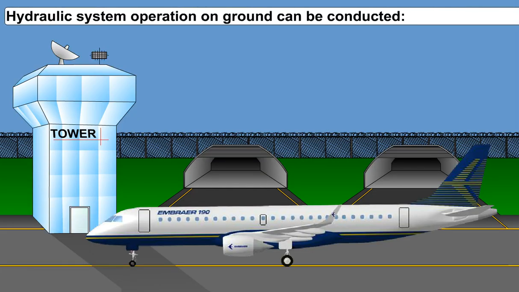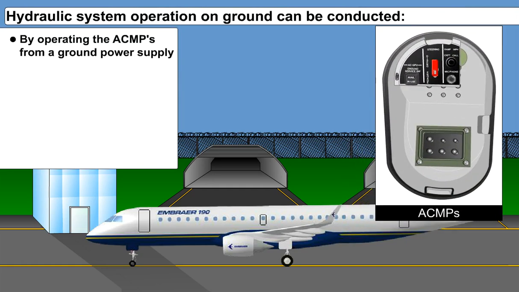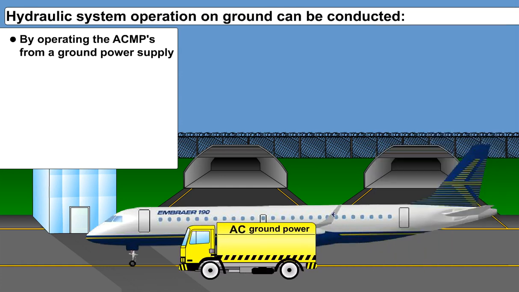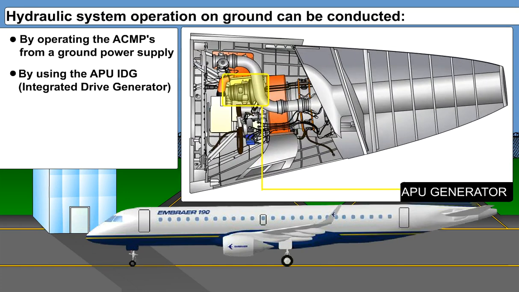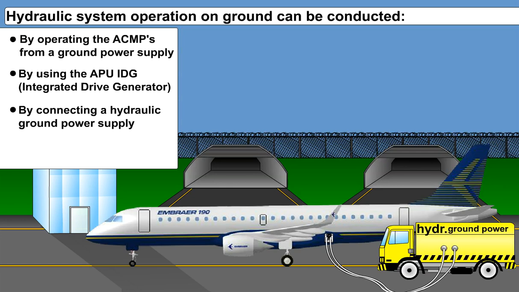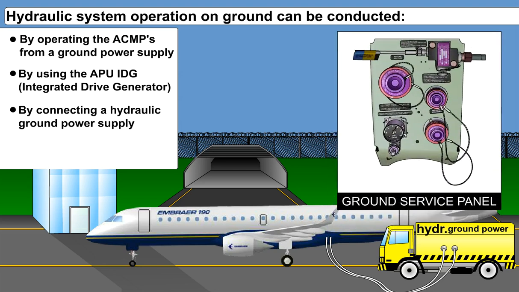Hydraulic system operation for ground maintenance purposes is possible in 2 ways: by operating the ACMPs from a ground power supply, or by using the APU's IDG. Alternatively, hydraulic power can be provided to the users by a ground power supply connected to the quick disconnects on the ground service panels for each system.